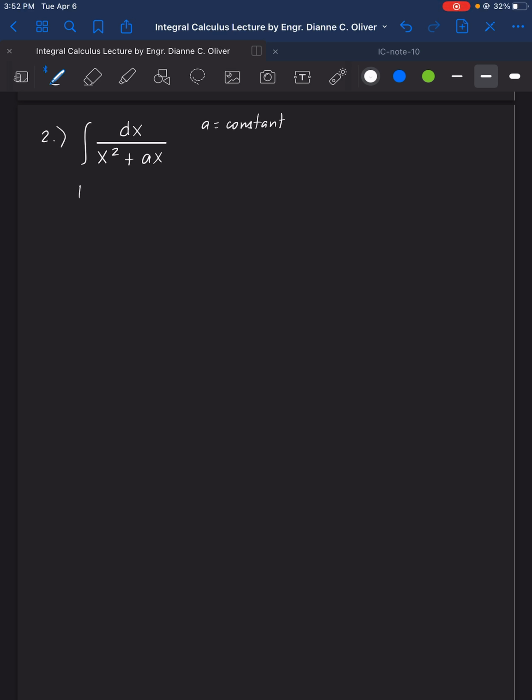So again, we need to rewrite. We write this as 1 all over x. If we factor out x, then we have here x plus a is equal to the constant numerator a over x plus constant numerator b over x plus a.